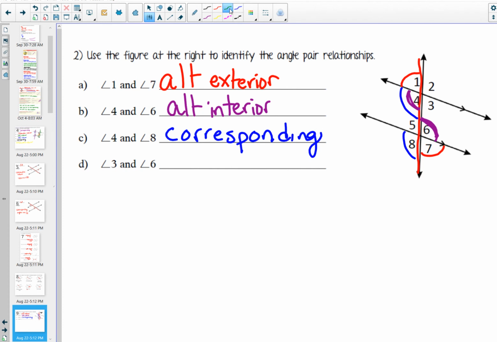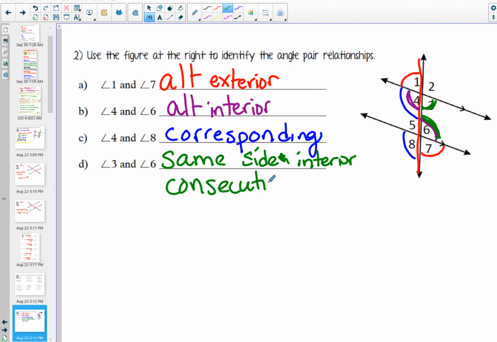And last one, 3 and 6. Same side interior. Okay? Same side interior, consecutive interior, it means the same thing. I like same side interior just because SSS, same side supplementary, but it's the same thing. I don't know how to erase that. I just scribbled that. It's all good.